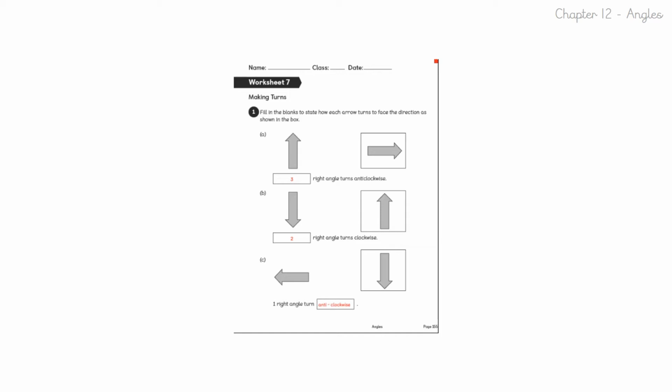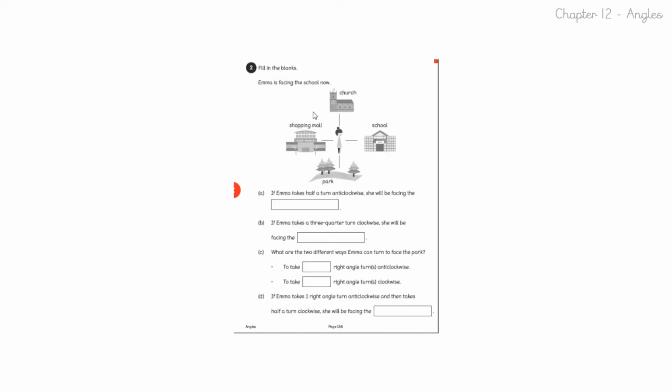Let's check our second page. It says fill in the blanks. Emma's facing the school now. A. If Emma takes half a turn anti-clockwise, she will be facing the... so half a turn anti-clockwise, a quarter turn and another quarter turn, she'll be facing the shopping mall. Well done. B. If Emma takes a 3/4 turn clockwise, she will be facing the... So she's facing the school, and we need to do a 3/4 turn clockwise. So 1/4, 2/4, 3/4, she'll be facing the church.